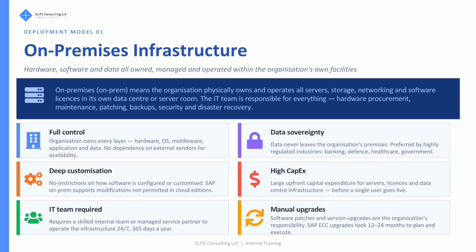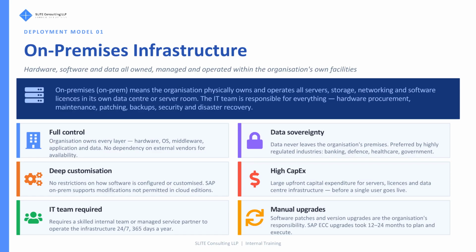For Acme's first SAP implementation 20 years ago, this was the only option. SAP R/3 ran on Acme's own servers in their Coventry data center, and major upgrades were multi-year programs in their own right. On-premises still suits clients with specific needs: heavily regulated industries, complex, highly customized systems, and countries with data residency laws.